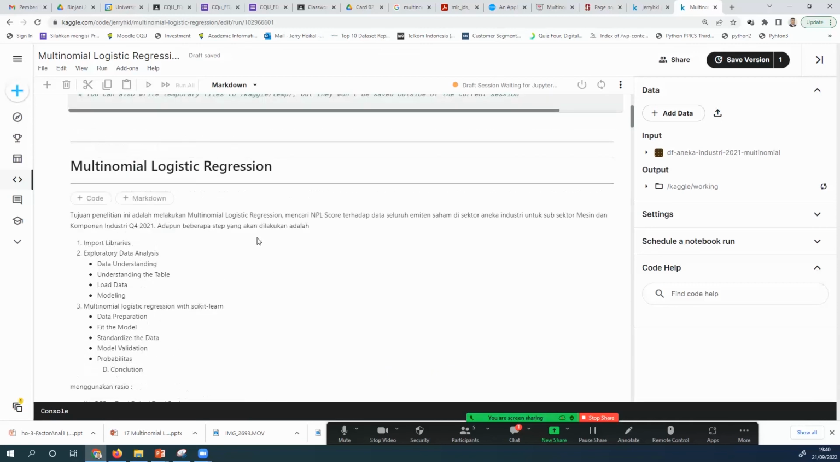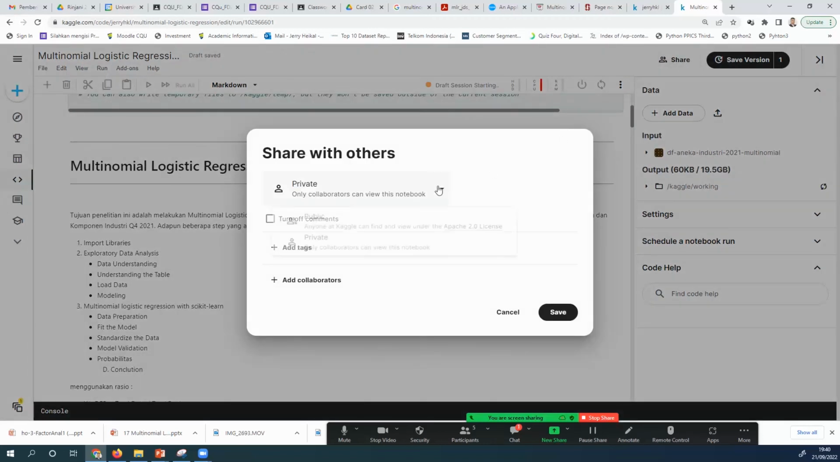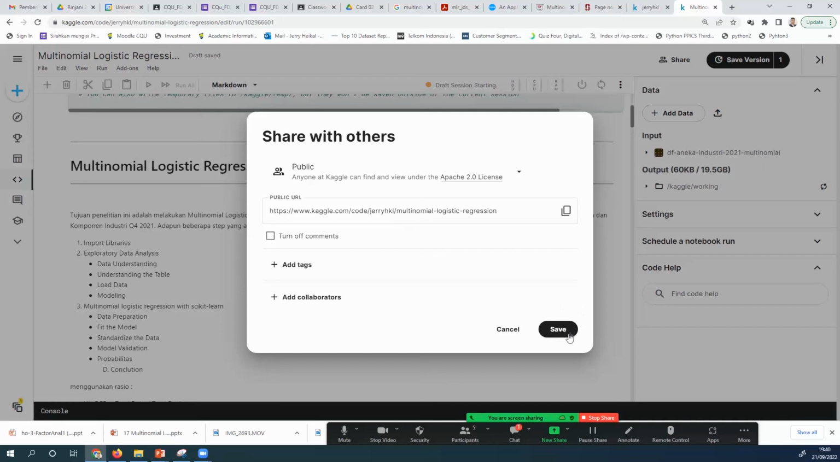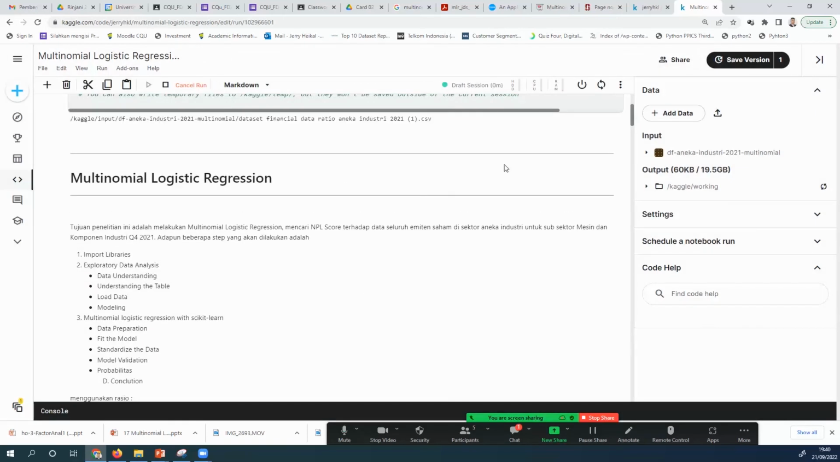Sorry, I checked your Kaggle. There is a multinomial logistic regression code, but the title is multinomial logistic regression dash NPL score. Is it the same? Okay, I'll put it public here. So maybe different. Okay, I just put this one public. Okay, thank you.